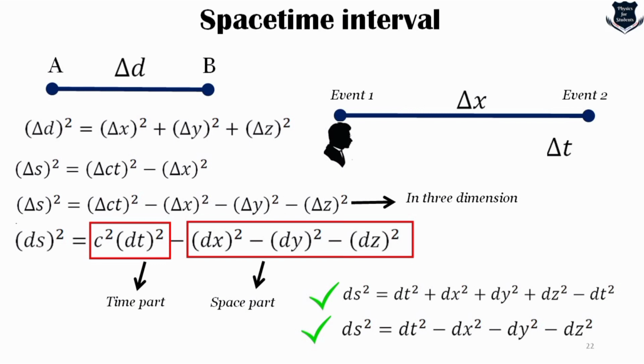So we have understood till now what a space-time interval is. If there are 2 events which are separated by a distance d, how do we compute and how do we write that in 3 dimensions? And if there are 2 events, event 1 and event 2, separated by delta x, how do we write that? In 3 dimensions, how does the space-time interval look, and what is the time part and what is the space part?